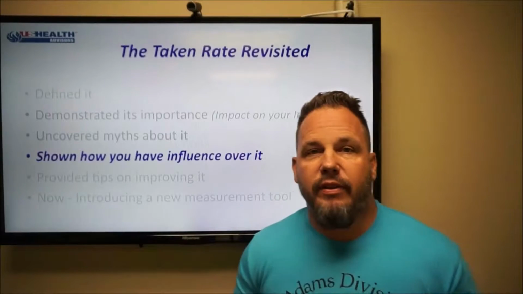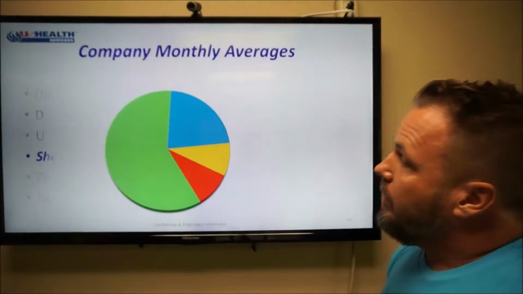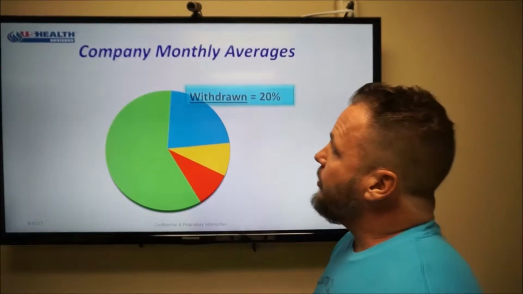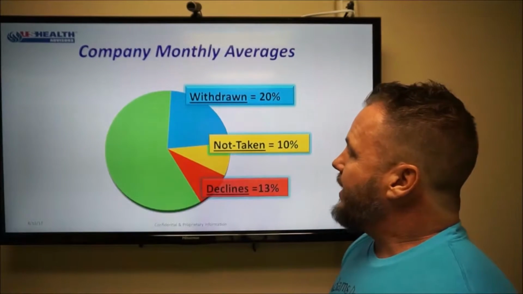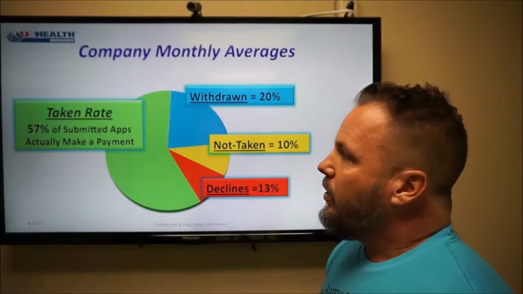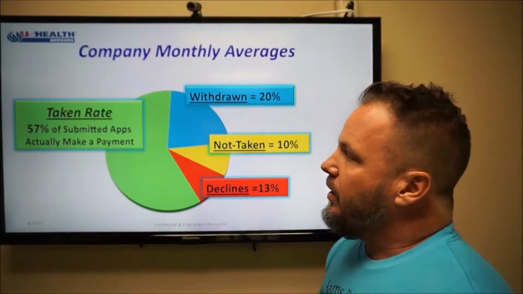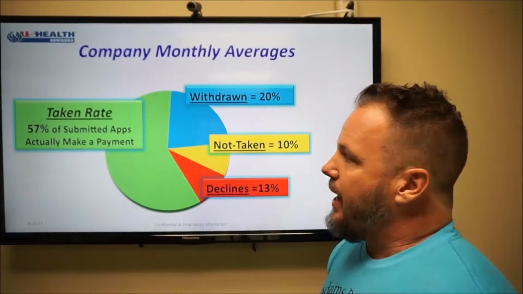Okay, so let's see how we have influence over our take-in rate. Okay, this is a company monthly averages. On an average basis, 20% of policies are withdrawn, 10% are not taken, 13% are declined, which leaves 57% of submitted applications actually make a payment.